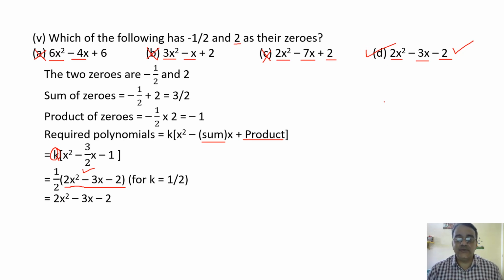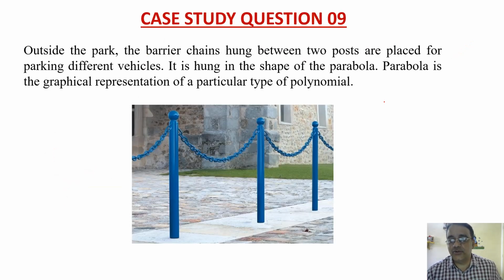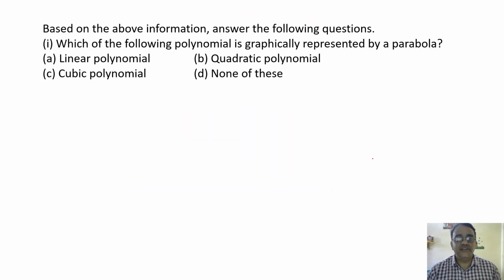Okay, so now we are moving toward the next question, case study question number 9. Outside the park, the barrier chains hung between two posts are placed for parking different vehicles. It is hung in the shape of a parabola. A parabola is the graphical representation of a particular type of polynomial. Have you seen this type of figure? Yes, sir. Right. So now we are moving toward the first question. Which of the following polynomials is graphically represented by a parabola?